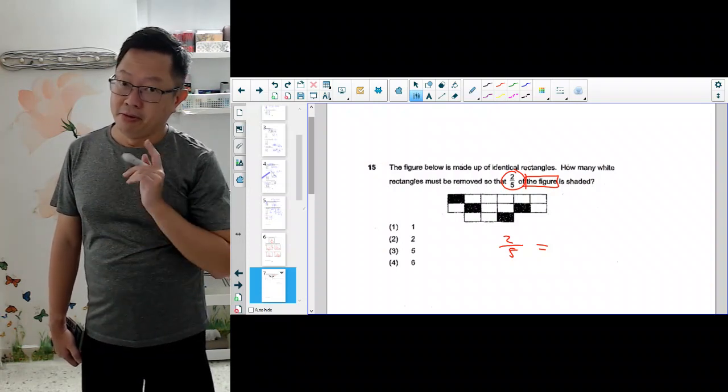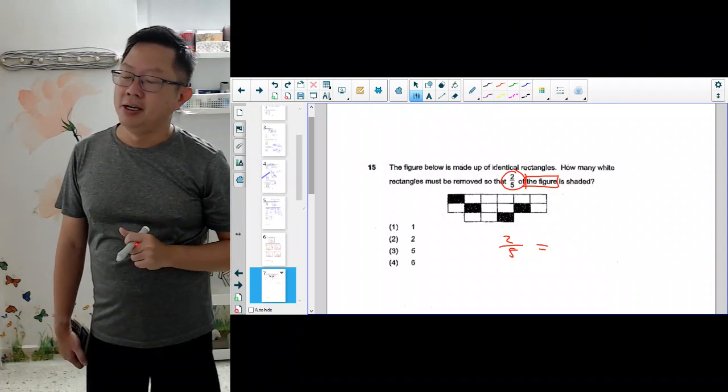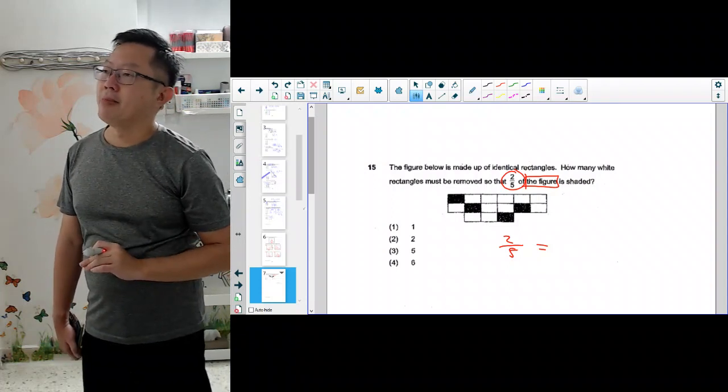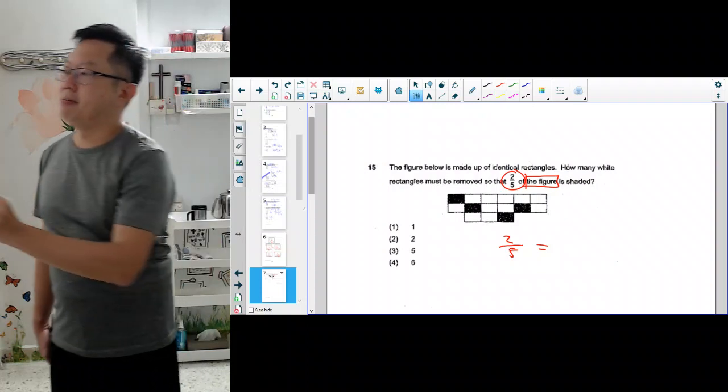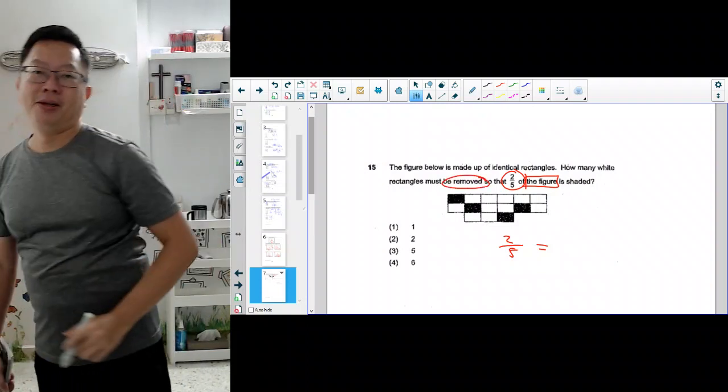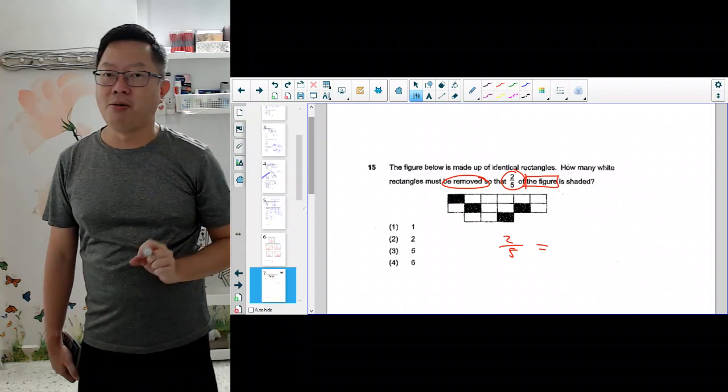But if you read the question carefully, now, this is a very tricky question. The figure is made of identical rectangles. How many white rectangles must be removed? So it's not to color, but to take out the white rectangles.